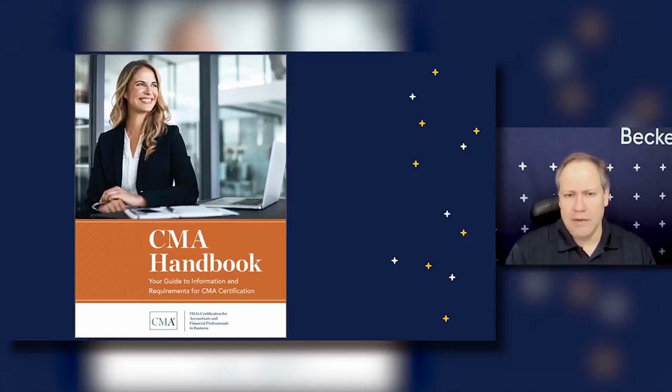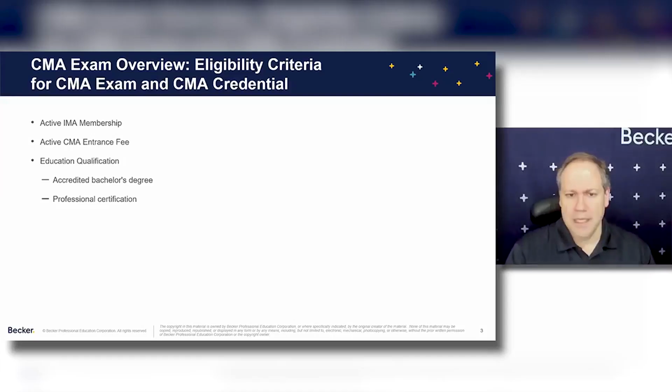But what I want to do now is cover some key points related to the process of obtaining your CMA credential. And that begins with eligibility. In order to be eligible to sit for the exam, to even register to take one of the parts of the exam, you first must be an IMA member, a member of the Institute of Management Accountants in good standing. Second, you have to have paid the overall CMA entrance fee. And third, you have to have met the educational qualifications.